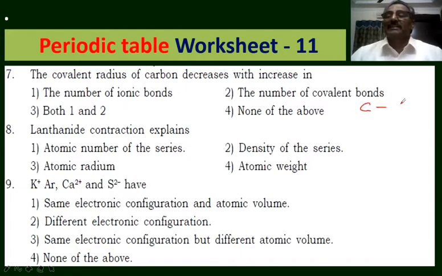Carbon can form a single bond between two atoms, a double bond between two carbon atoms, and a triple bond between two carbon atoms. A triple bond is shorter than the double bond, which is shorter than the single bond. So as the number of bonds between carbon atoms increases, the covalent radius decreases. So what is the statement here? The covalent radius of carbon decreases with increase in the number of covalent bonds. That is, the second option is the right option.